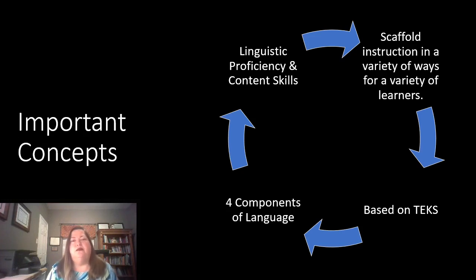Some important concepts to remember, important takeaways, is that when we design instruction, we want to scaffold instruction in a variety of ways to meet the needs of a variety of learners. We want these to be based on the TEKS and also to include the ELPS, or the English Language Proficiency Standards. When we're looking at those language objectives, we're looking at the four components of language, which would be reading, writing, listening, and speaking. And then when we look at linguistic proficiency, we also look at content skills. So we're looking at linguistic skills, linguistic proficiency, and then we're also looking at knowledge based on the TEKS.